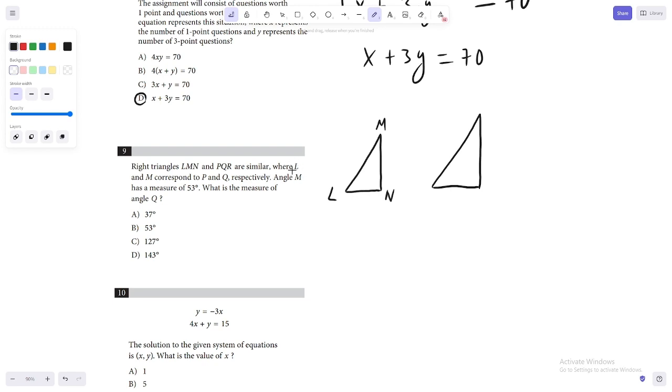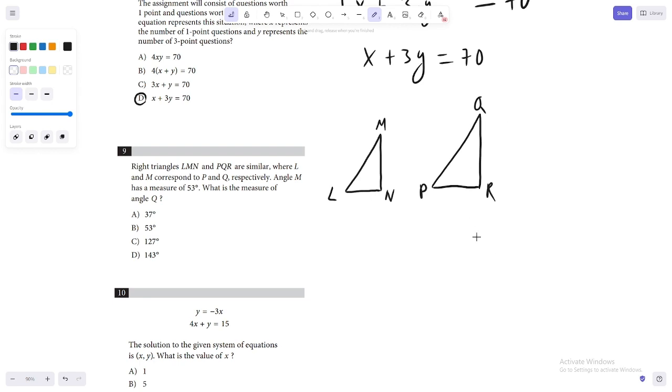And here we know that L and M correspond to P and Q respectively. That means L corresponds to P. So on this side we'll have P, and M corresponds to Q. So on this side of the triangle we'll have Q, and R will be here.